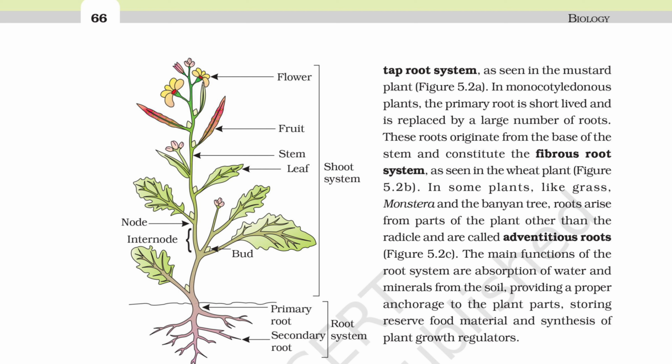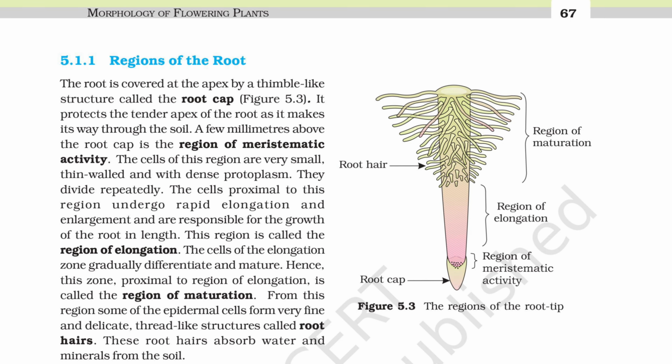In monocotyledonous plants, the primary root is short-lived and is replaced by a large number of roots. These roots originate from the base of the stem and constitute the fibrous root system, as seen in the wheat plant. In some plants, like grass, Monstera and the banyan tree, roots arise from parts of the plant other than the radicle and are called adventitious roots. The main functions of the root system are absorption of water and minerals from the soil, providing a proper anchorage to the plant parts, storing reserve food material and synthesis of plant growth regulators.